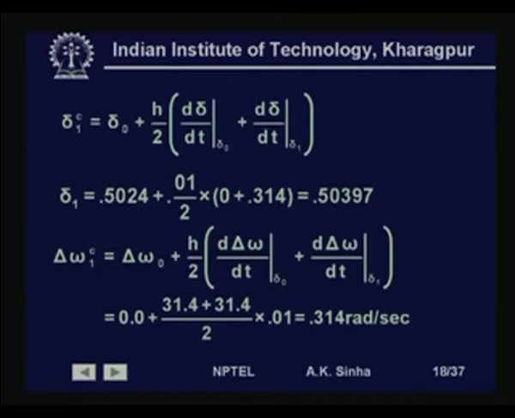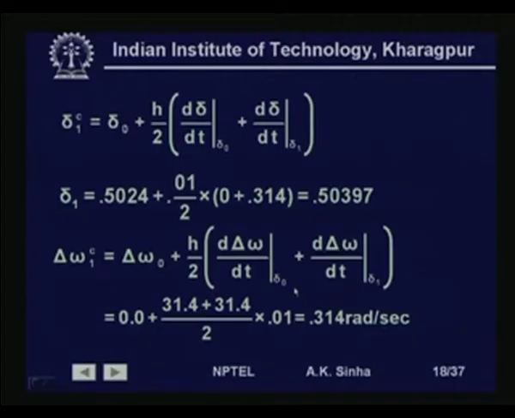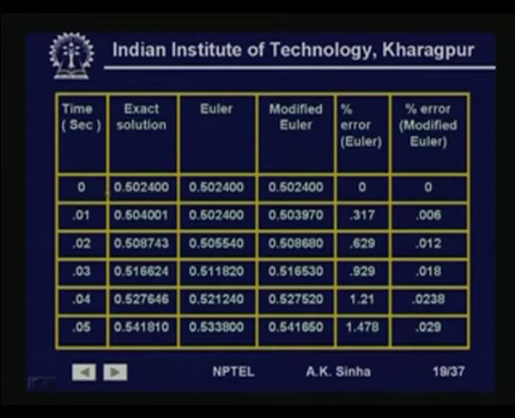So, we can work out in this way step by step and find the solution for the swing equation with respect to time. If we do this, then we can see that if we are using Euler's method, we will get the values of delta like this at 0 time, at 0.01 second, 0.02 seconds, 0.03 seconds, 0.04 seconds, 0.05 seconds, and so on.